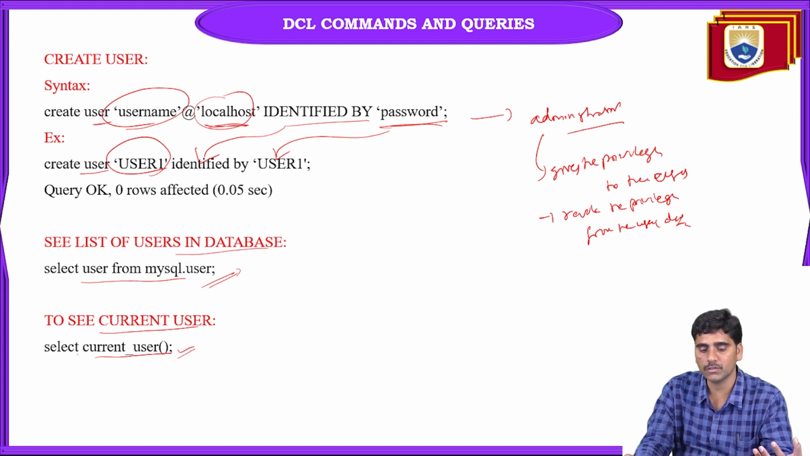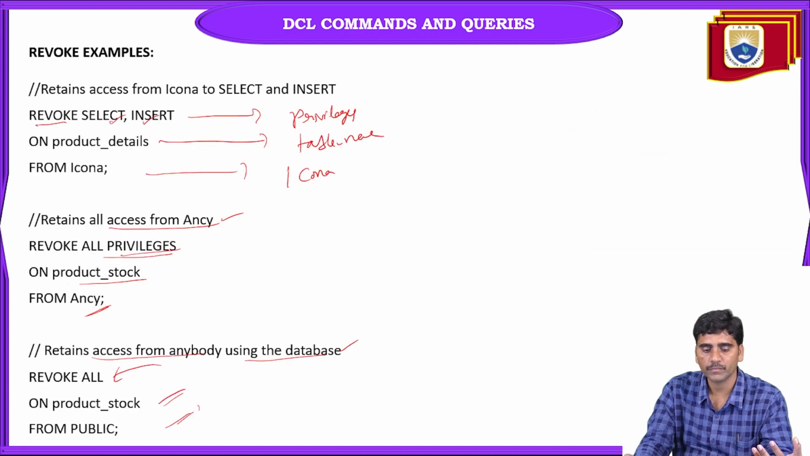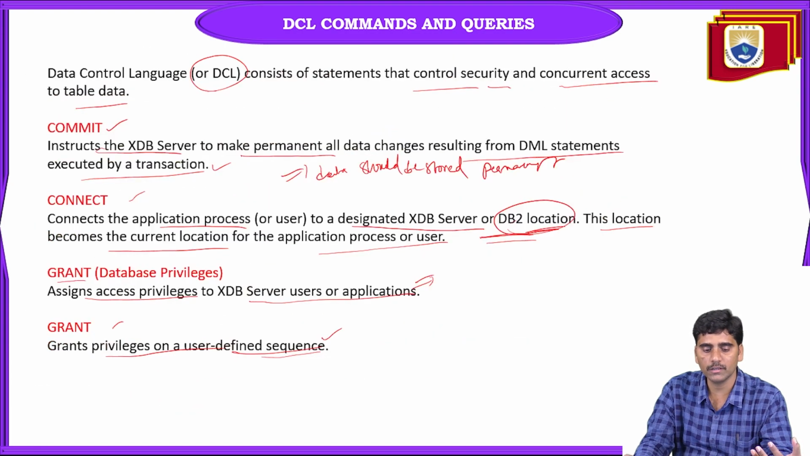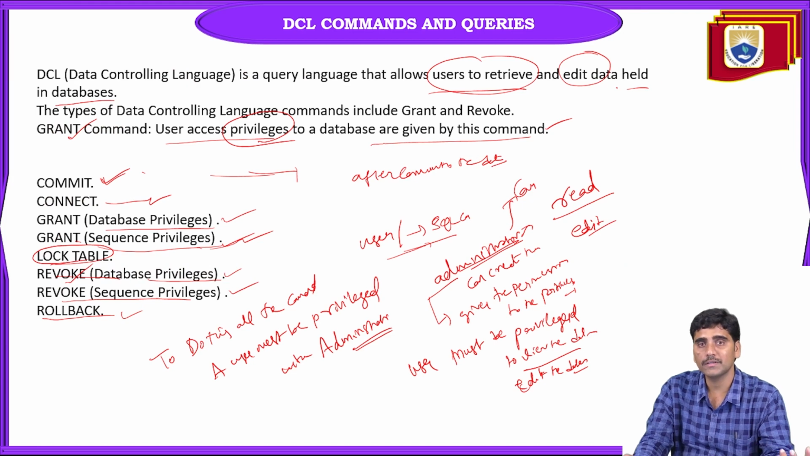Once again we revise the topic which we discussed in this session. Here in this session we discussed the basic DCL commands. What is meant by DCL? Data Control Language, and it has different types of commands like commit, connect, grant database privileges, grant sequence privileges, lock table, revoke, revoke database privileges, revoke sequence privileges, and rollback.